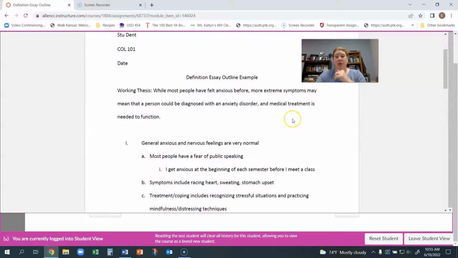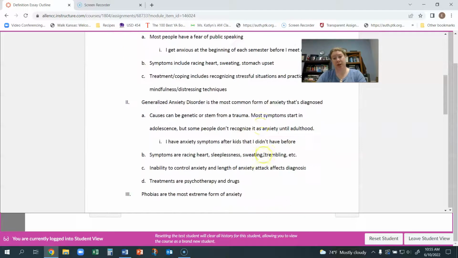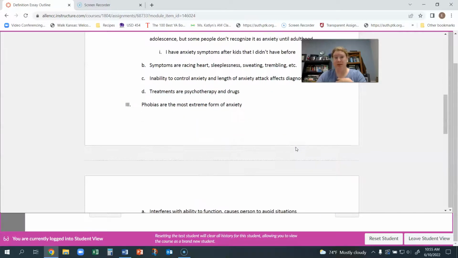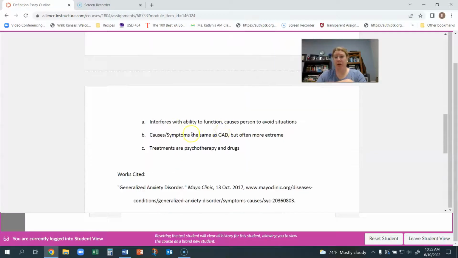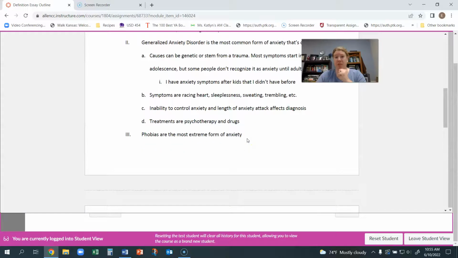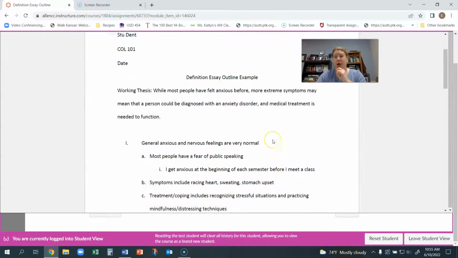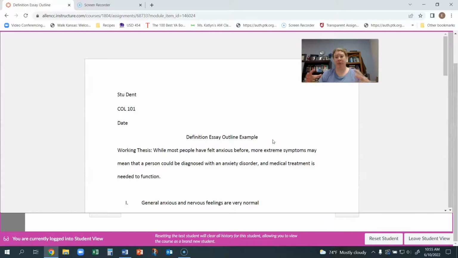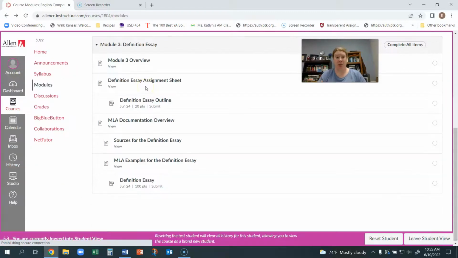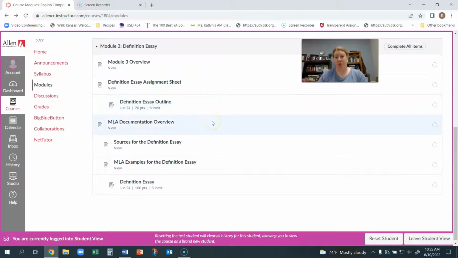I have also included, because I have some personal experience with anxiety, a couple of things in here where I know I want to talk about my own experiences. I don't have a phobia, so I don't have personal experience with that, but I do with the first two. So that would be the place where you can start thinking about how you are going to include your experience with the topic, and you can put that in your outline.